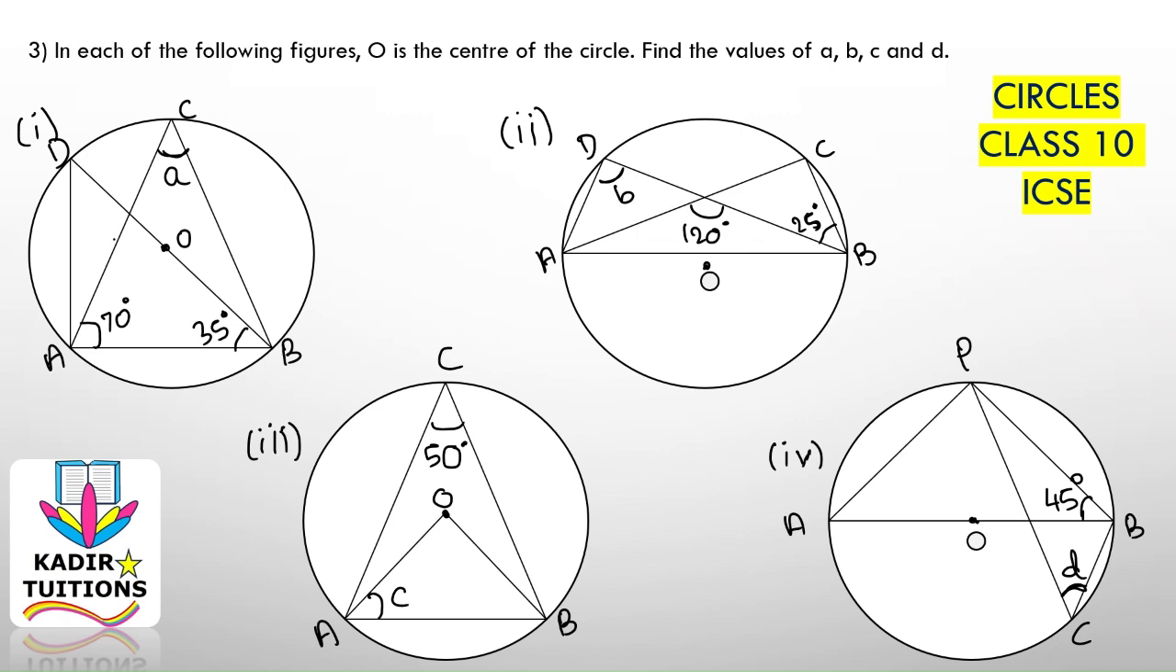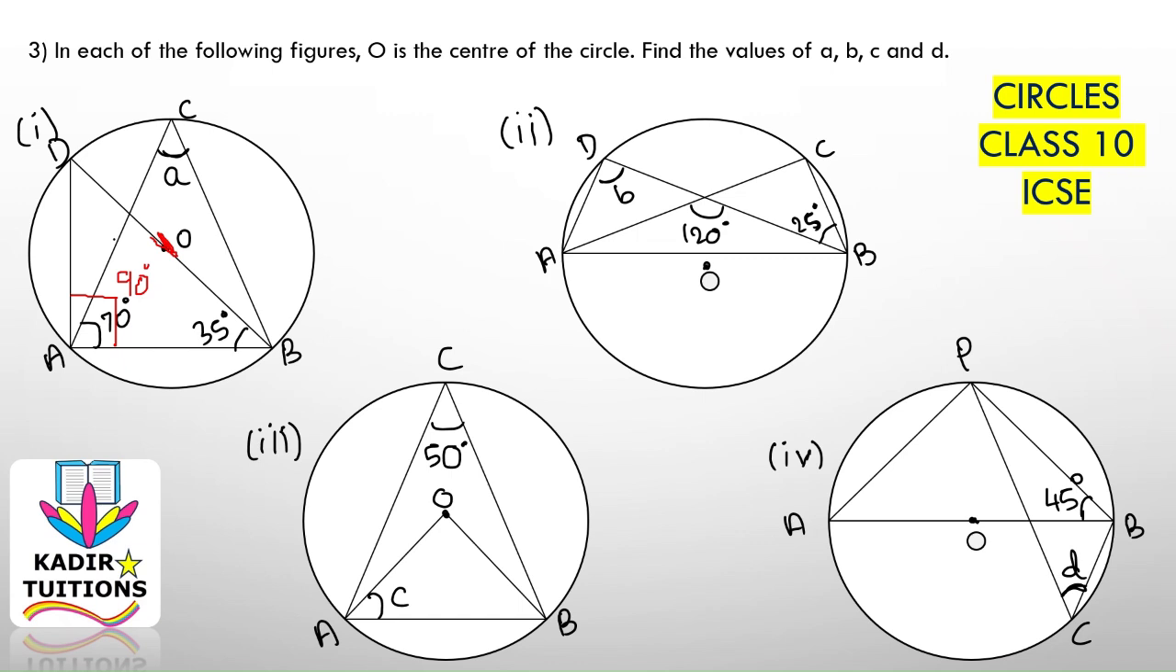So what are the two properties? Let me discuss. See, this BD is a chord. It is passing through the center. Whenever a chord is passing through the center, it's nothing but the diameter, which is the longest chord. So the angle subtended by the diameter is always 90 degrees. This is one property in the circle chapter. So it's going to be 90 degrees.